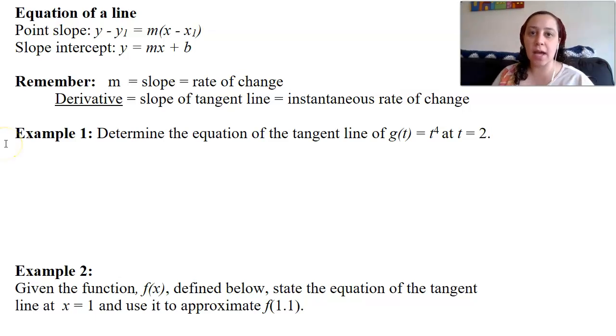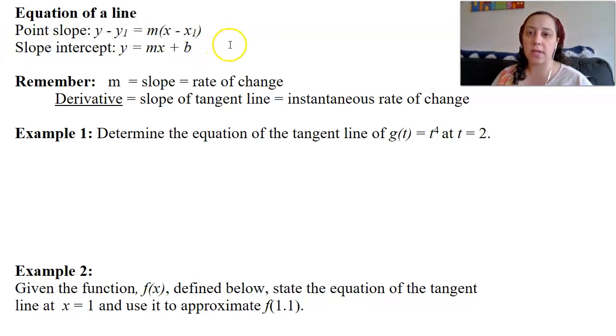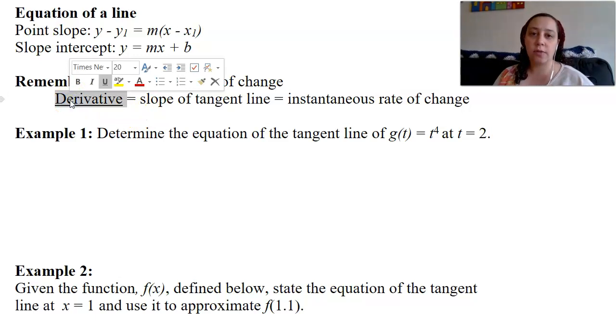So the first thing we have to remember is the equation of a line. There are two forms: point-slope form, which is y minus y1 equals m times x minus x1, or slope-intercept form, y equals mx plus b. Remember, this m represents the slope. And in calculus, the slope, the rate of change, is the derivative.